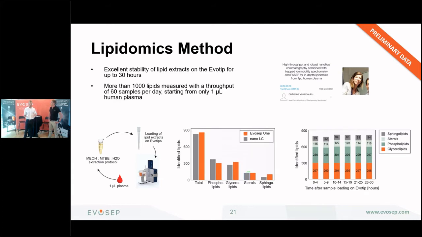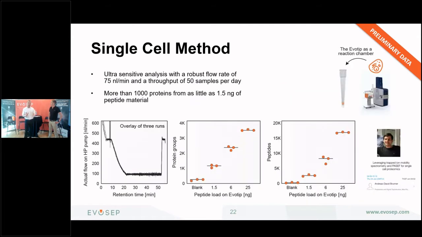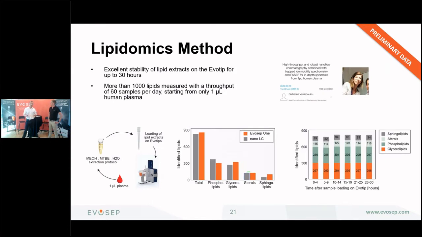All of a sudden we have a much more robust setup, something you can run for many, many hours. You can even run over days without worrying about your sample going off. So it's super important. At the same time, we were able to get to the same level, or actually completely the same level, as Catherine has previously shown with other NLC systems. So super exciting. We're able to identify, depending on how you see it, almost 1,000 lipids in different lipid classes. And to me, that's extraordinary, right?